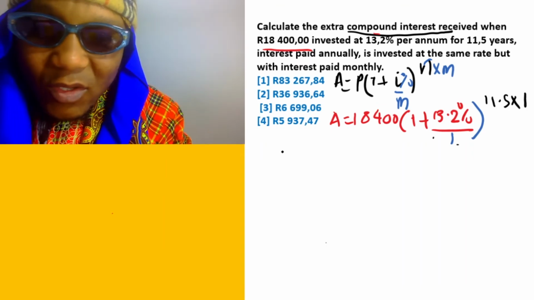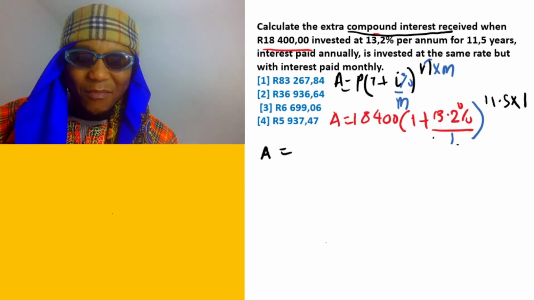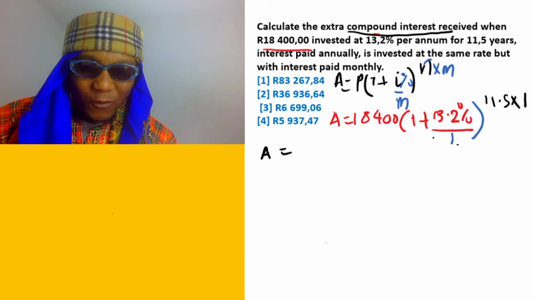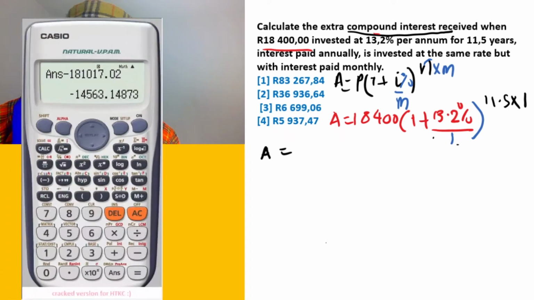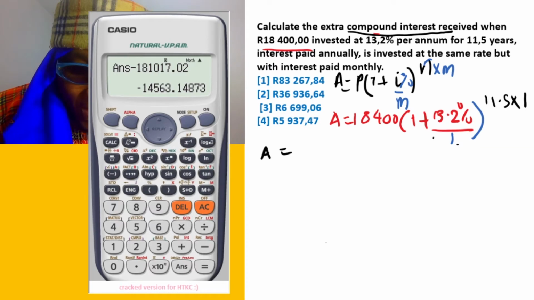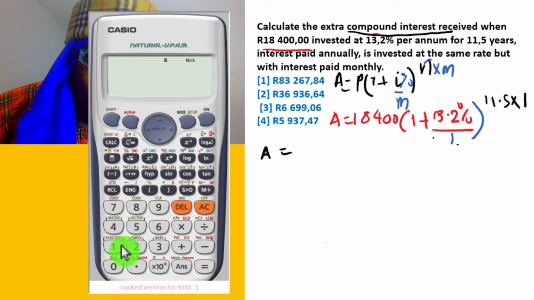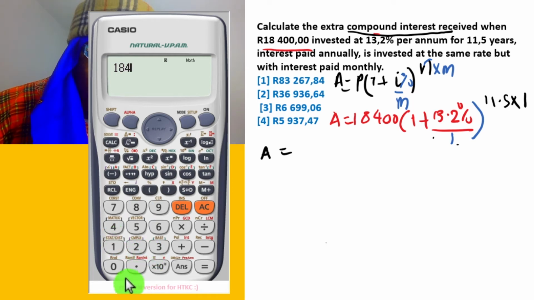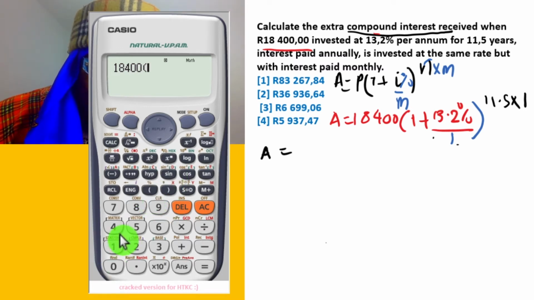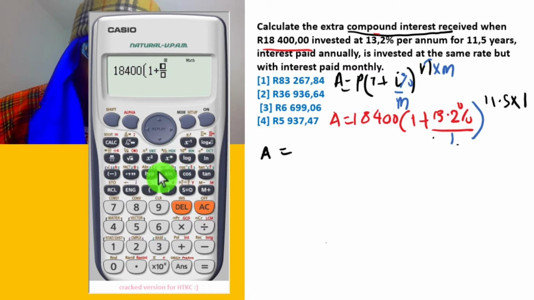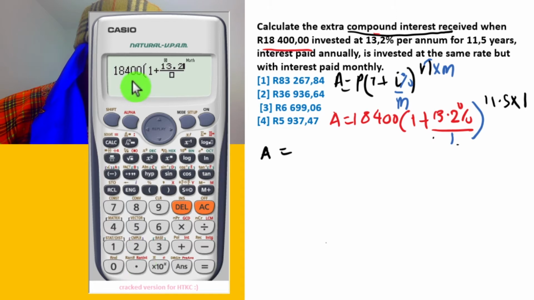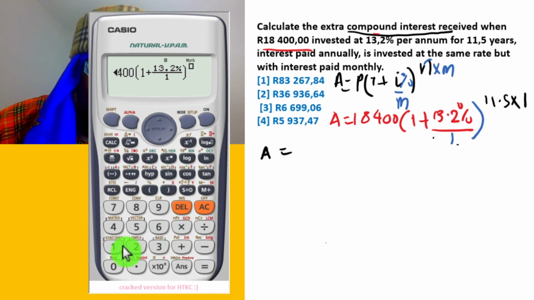So it's the amount. If you plug this into the calculator, should I show you how to plug it in? Some people don't know how to plug it in with a percent, so I can show you. Come into the calculator, clear everything, and then enter 184, 184, and then 00. Open your bracket, say 1 plus the interest, which is 13.2%. Underneath, you just divide by 1. Close your bracket, then come in with a fraction and say 11.5 times 1, so it's going to be 11.5.